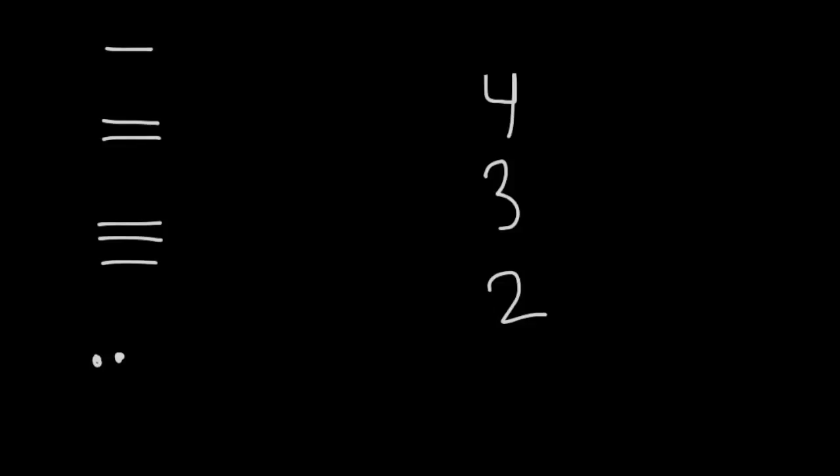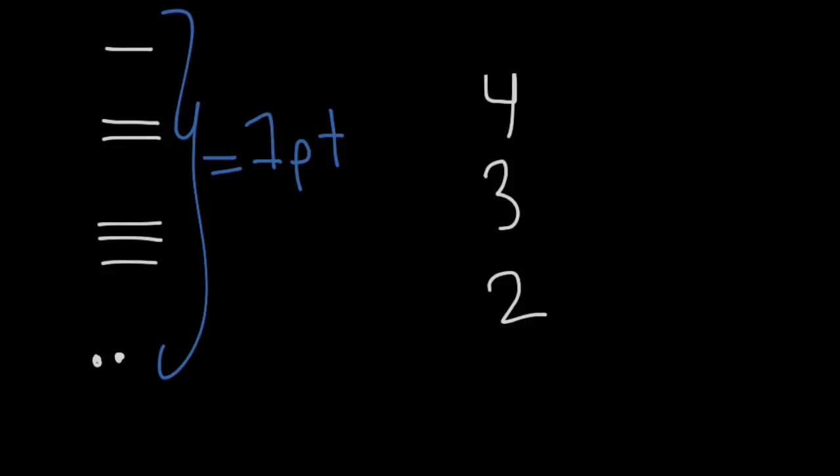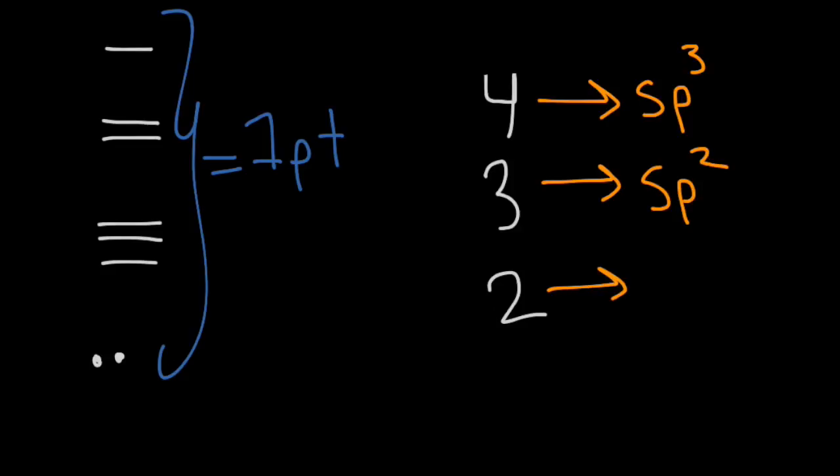So, to recap, a single bond, a double bond, a triple bond, and a lone pair of electrons all equal one point. All of them stand for one point. Be sure to remember that, because it's important. If we have four points, that means we have a hybridization of sp3. If we have three points, sp2. And two points is just sp.